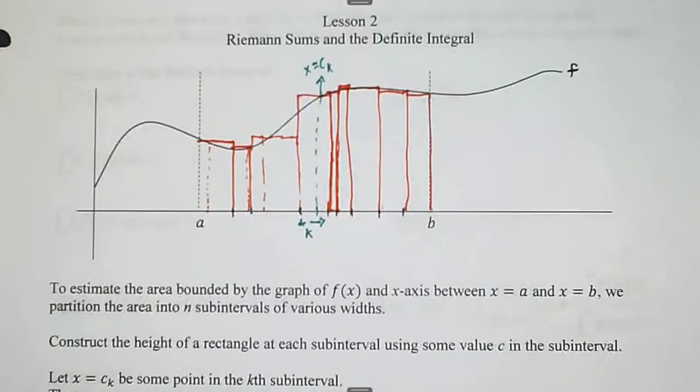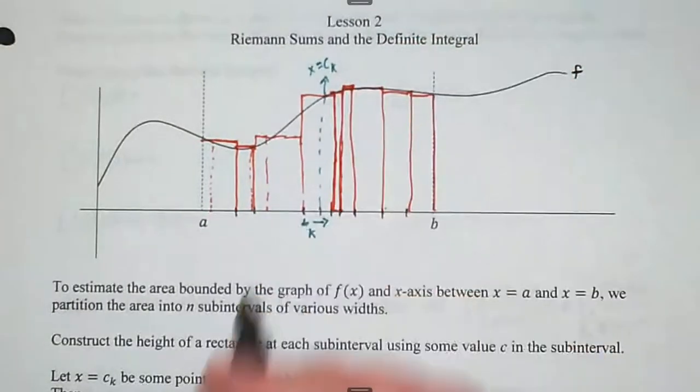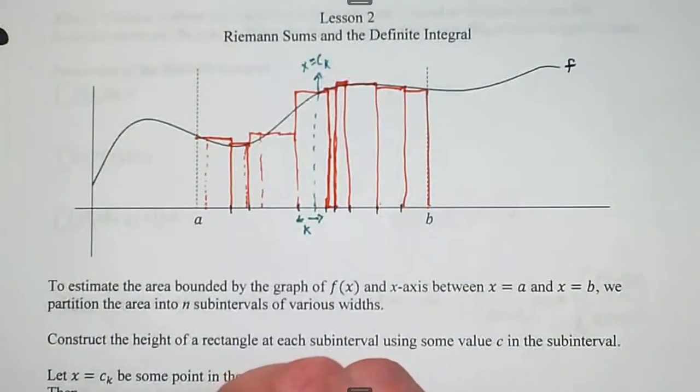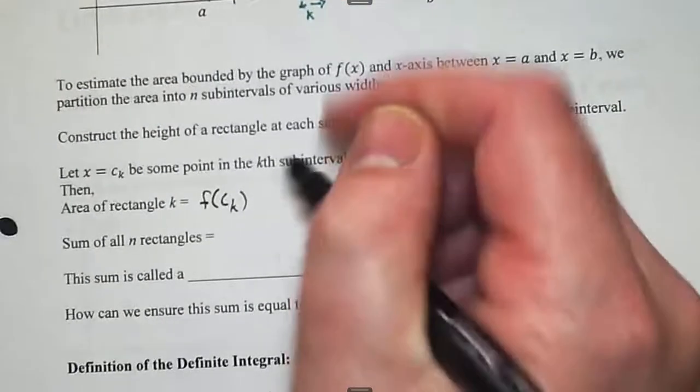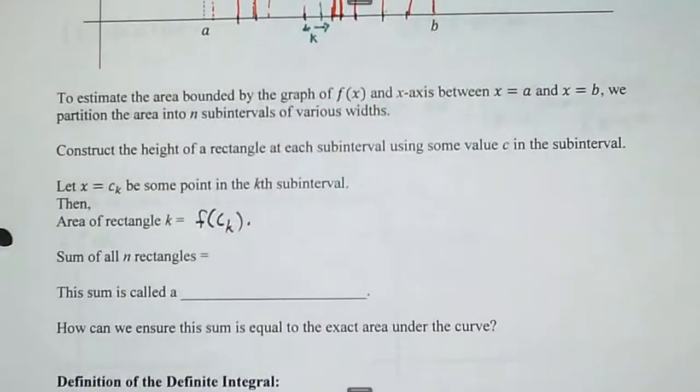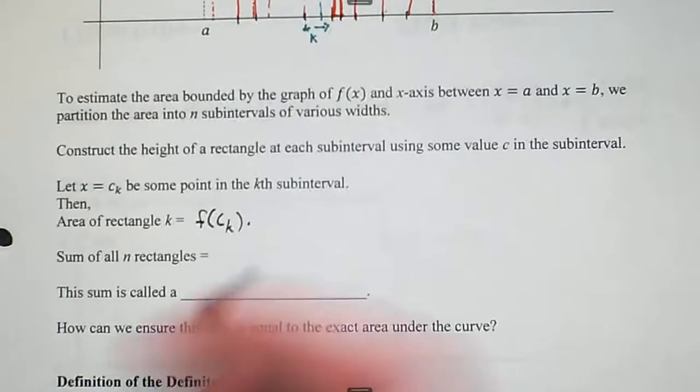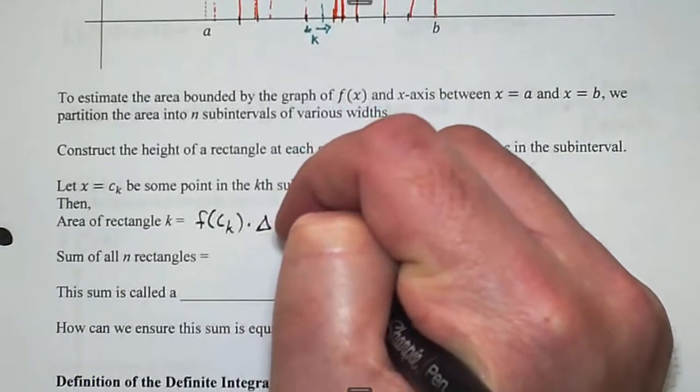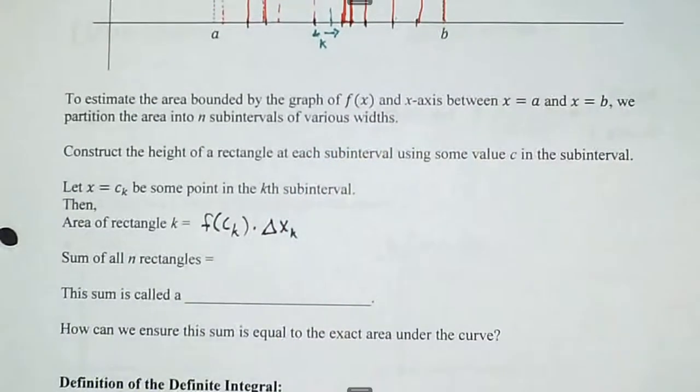Okay. Can we find the area of rectangle k? Well, in terms of f of x, the area of rectangle k is the height times the base. The height is the function's value at that special c sub k. And the base is simply what? How would I find the base there? Well, I'm going to call that the change in x of the kth interval. So capital delta, meaning change in x.